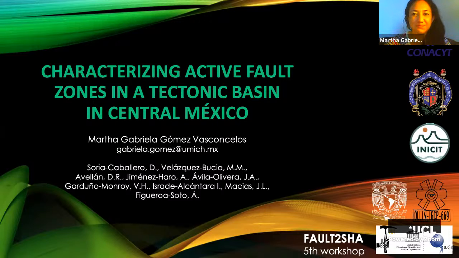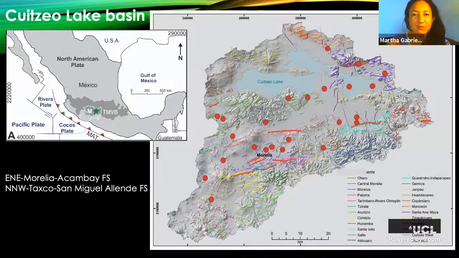As you may know, the Trans-Mexican Volcanic Belt is a large volcanic arc, which is formed by subduction of the Cocos and Rivera plates beneath the North American plate. Over here, there are a lot of earthquakes. Most of them are subduction earthquakes, but we also have many intracontinental earthquakes. Over here, there's an oblique extension setting, and there are many arc parallel basins.